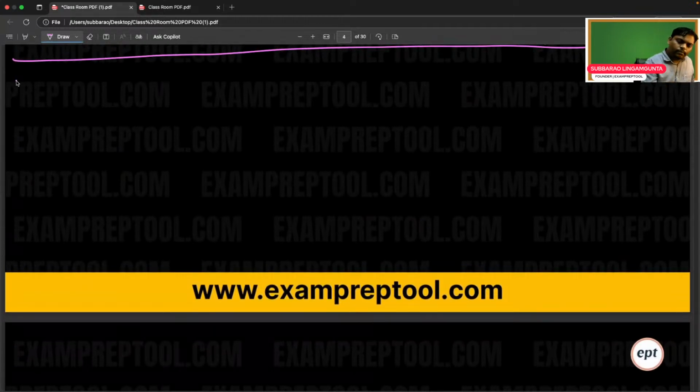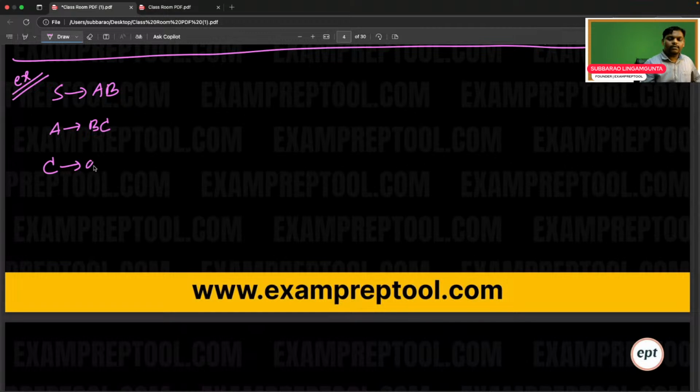Example. One more thing, can you see this one? S goes to AB. Be careful everyone. S goes to AB. A goes to BC. C goes to small a. B goes to BB, or DB.